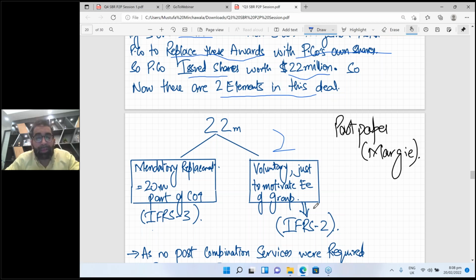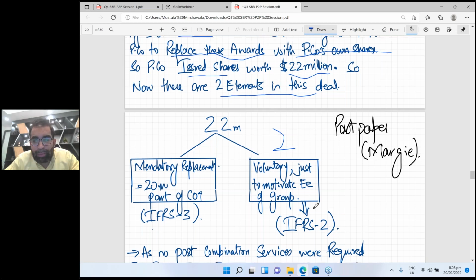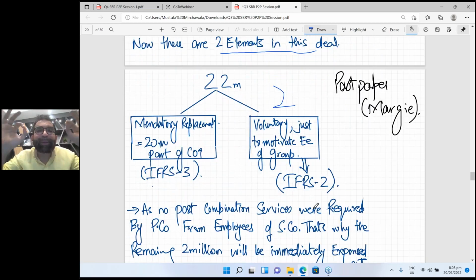Now, my dear students, in that question it was also written that the parent company does not want any post combination services. The parent company said, okay, instead of 20 million we are giving you 22 million, and in return we don't want any extra services. So if you remember yesterday's class, it looks like an unconditional grant. Unconditional grant goes in PNL immediately.